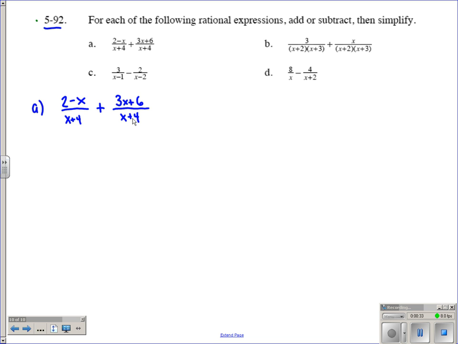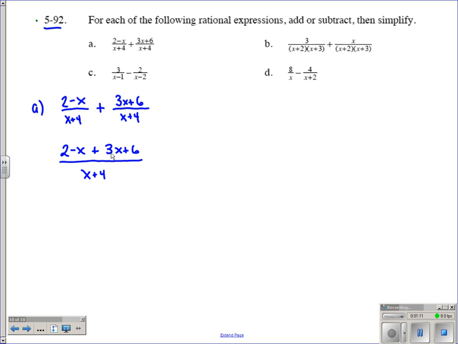So remember, when we're adding two fractions together, we look to see, first of all, do they have common denominators? In this case, it does. So when you have a common denominator, we can go ahead and combine it into one fraction. We could say 2 minus x plus 3x plus 6, all over the same denominator, which is just x plus 4. You do not need to add your denominators together. Now, it's just about combining like terms.